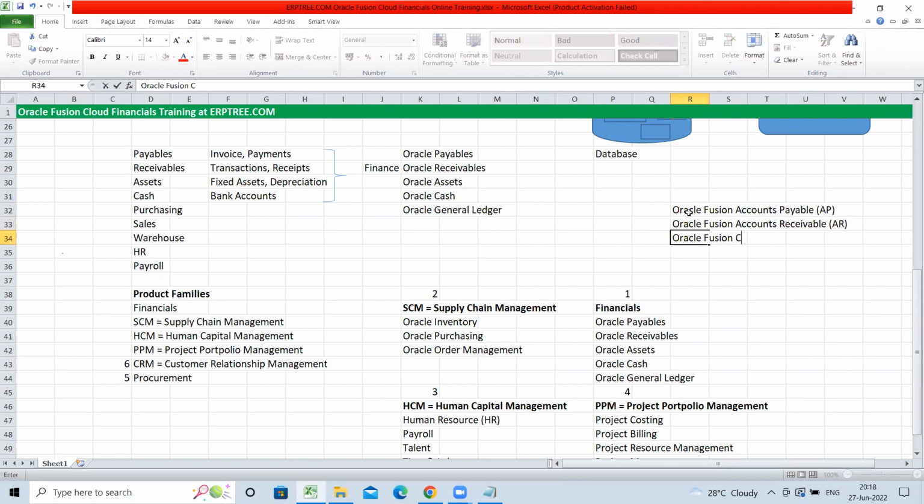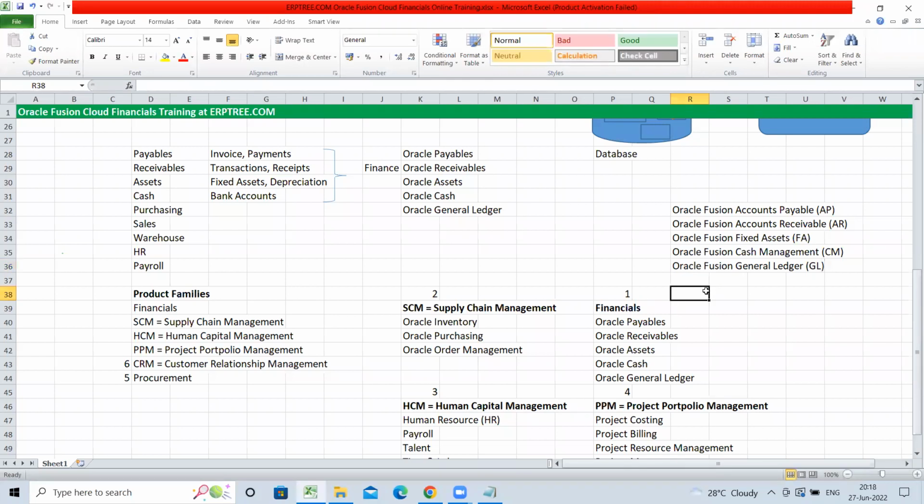Oracle Fusion Fixed Assets, we call it FA. Oracle Fusion Cash Management, CM. Oracle Fusion General Ledger, GL we call it. Primarily these are the applications we are going to learn.